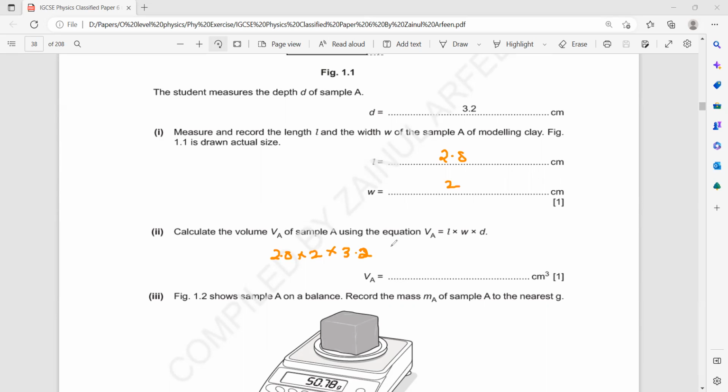What's the answer when you multiply all of them? You will get 17.92. 2.8 times 2 times 3.2. Yes, 17.92 centimeter cube.